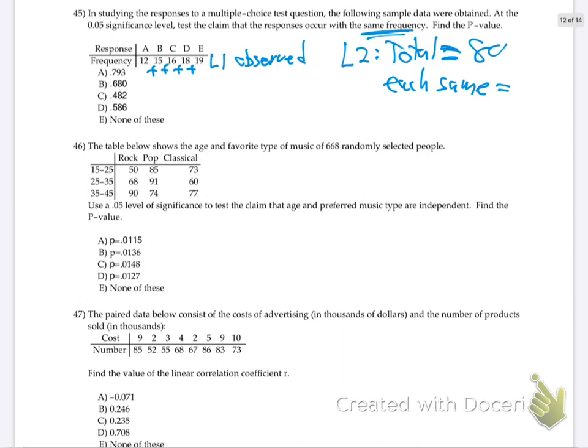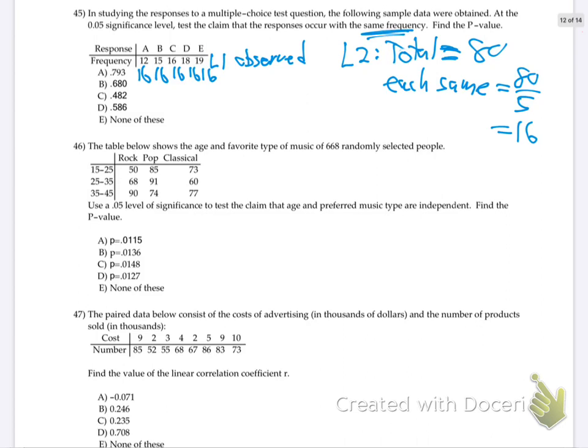this is a bunch of people who took multiple choice tests and all their responses put together. And we're wondering, were there the same number of A's, B's, C's, D's, and E's on the multiple choice test? If they were the same, how many would there be of each one? Total of 80 answers, 5 different types. Take 80 and divide by 5, and you get 16. So if they were all the same, they would all be 16.